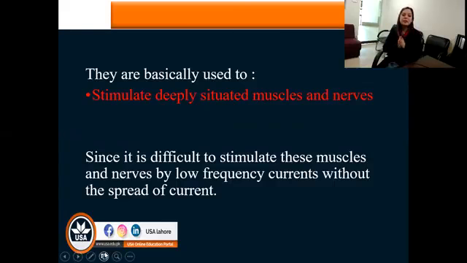These currents are basically going to stimulate the deeply situated muscles and nerves. It is difficult to stimulate these muscles and nerves with the low frequency currents without the spread of the current. The low frequency currents have a low frequency due to which their penetration into the tissues is less as compared to the medium frequency current, which has a slightly higher frequency. Being of slightly higher frequency, these currents are going to cause a deeper effect as compared to the low frequency currents, like the Faraday type current and interrupted direct current.